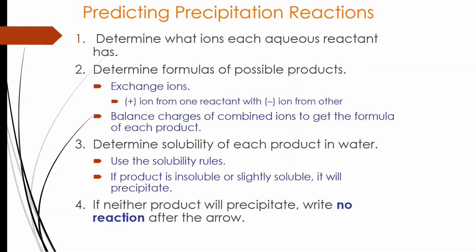So the first part is to determine your ions. Once you have your ions, then you can figure out what possible products you can make, so we do an exchange on them. And then once you have all of the products that you can make, you can look at the solubility of each product in that water. If none of them precipitate, then you write no reaction. If something does precipitate, then you can write that as the product.